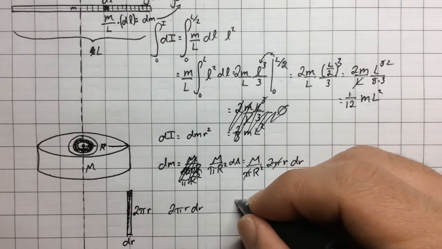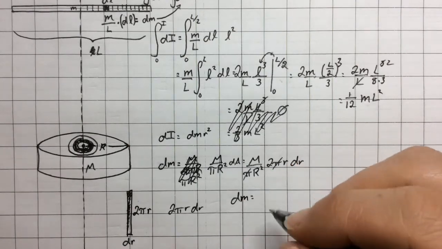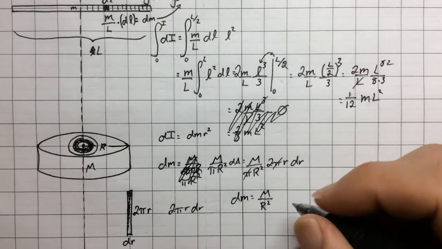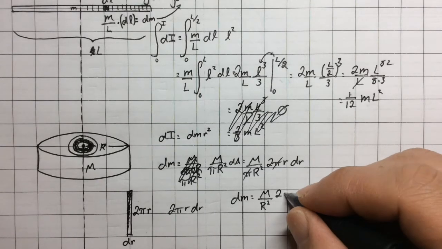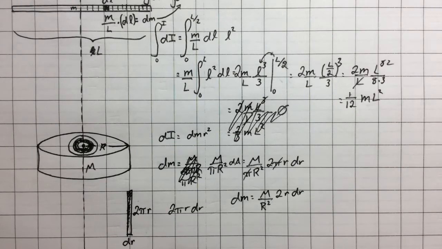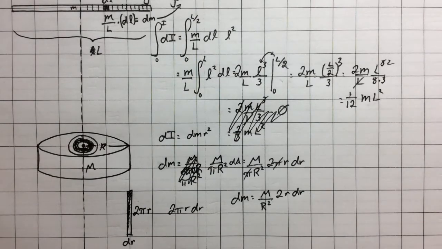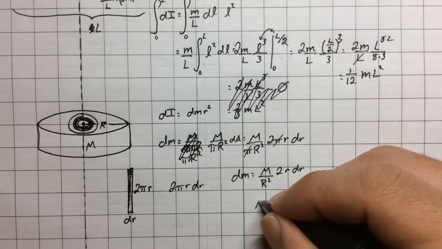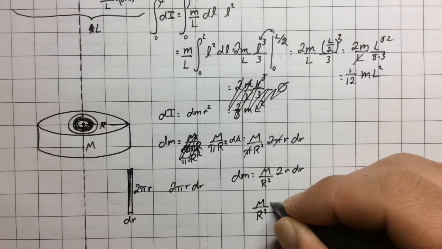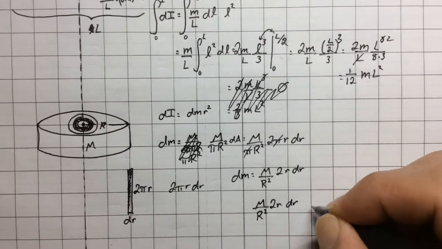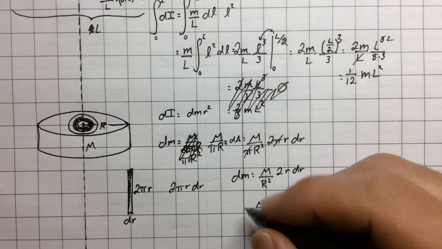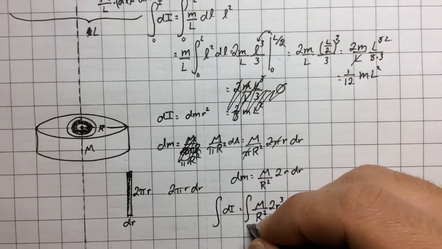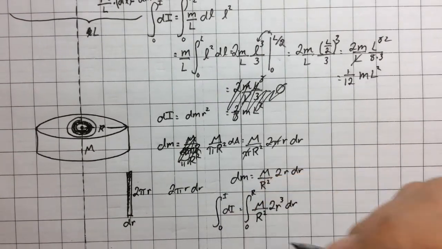Cancels out right there. We've got dm is equal to m over big R squared 2 r dr. Make sure we didn't lose anything. We're going to plug it into our original formula right there, dm r squared. So dm r squared is all of this stuff, dr times r squared, which makes this an r cubed. And this is equal to dI. And we want all of it, from 0 to big R.